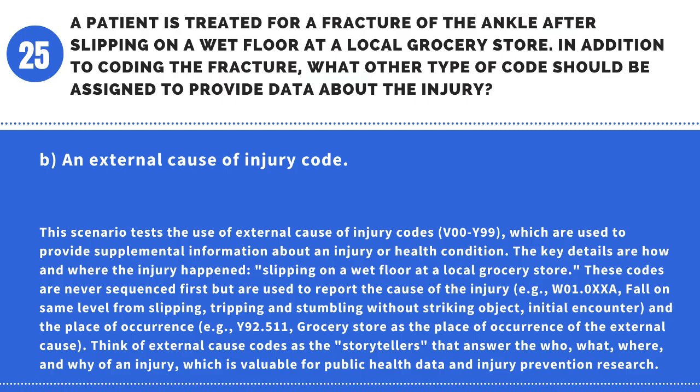These codes are never sequenced first but are used to report the cause of the injury, e.g., W01.0XXA, fall on same level from slipping, tripping, and stumbling without striking object, initial encounter, and the place of occurrence, e.g., Y92.511, grocery store as the place of occurrence of the external cause. Think of external cause codes as the storytellers that answer the who, what, where, and why of an injury, which is valuable for public health data and injury prevention research.